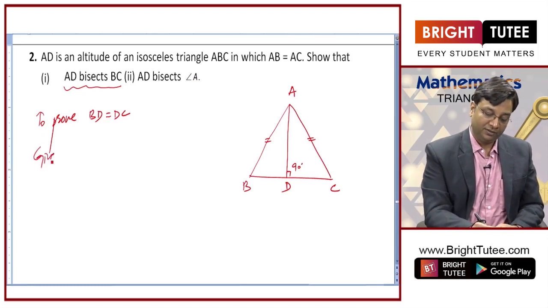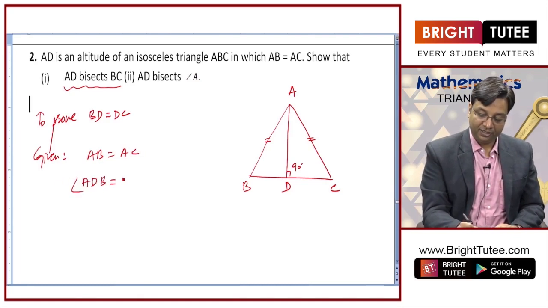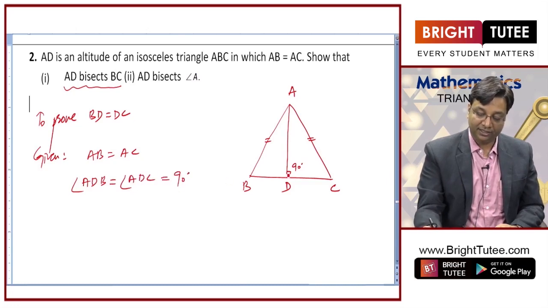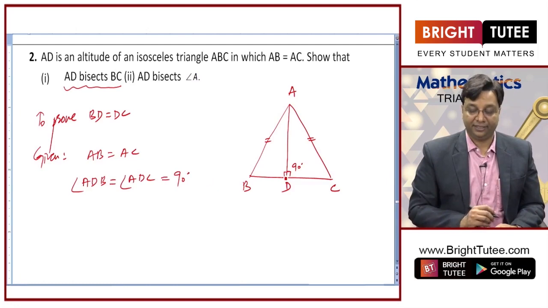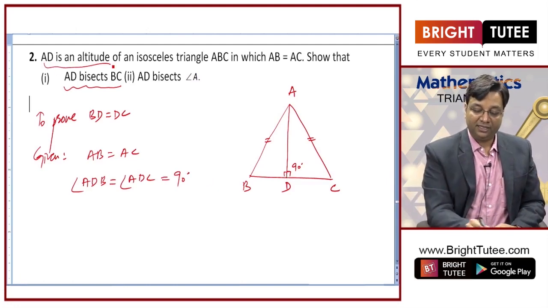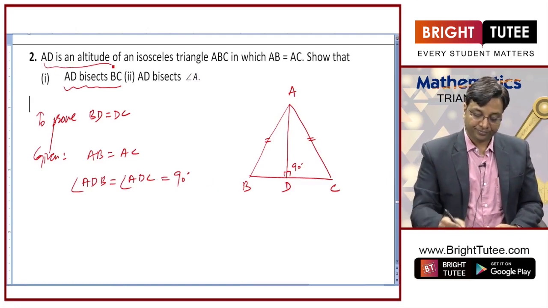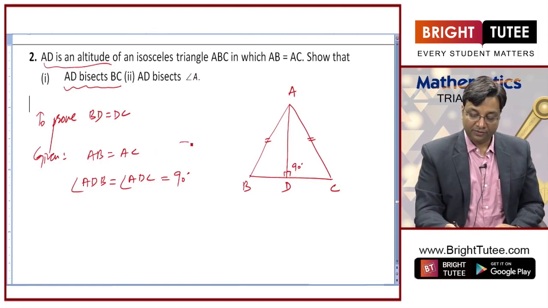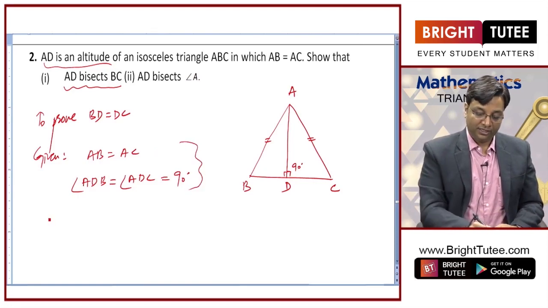And what is given? Given is that AB is equal to AC and angle ADB is equal to angle ADC, and it is equal to 90 degrees. Right, this angle is 90 degrees, because it is given that AD is altitude. Now these two things are given. Look at these two triangles.